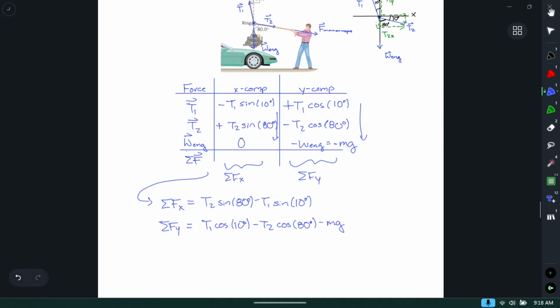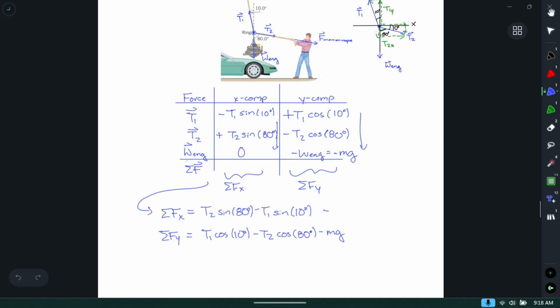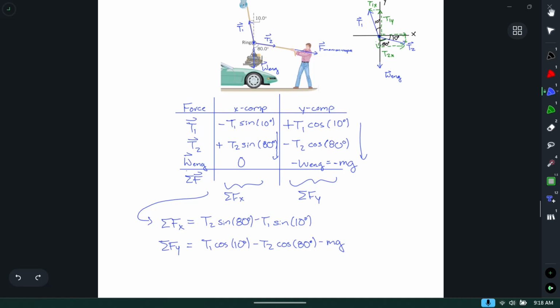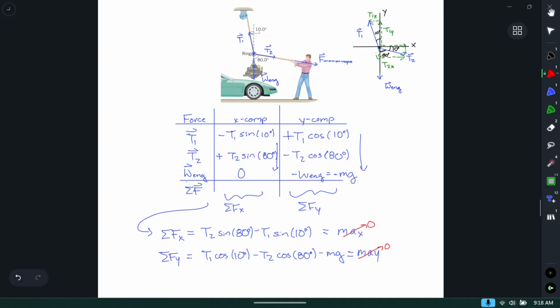Okay. Now what? We equal both to 0. Either 0, because you already recognize that the ring is just sitting there in equilibrium, or if you're not sure at this stage, you could say mass times x and mass times y acceleration, and then stop and think about it and say, well, what's the ring doing? It's just sitting there, so it's not accelerating. So these are 0. Either way, it's the same process.